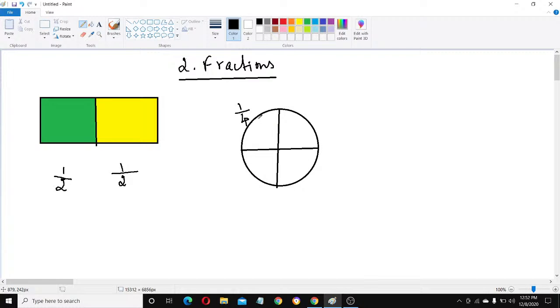So here you see the circle is divided into 4 equal parts. Here this rectangle is divided into 2 equal parts. So how do we write in fraction form? Green color part 1 by 2, yellow color part also 1 by 2. Here the circle is divided into 4 equal parts. So how do we write this? Each part in fraction 1 by 4. Out of 4, 1 equal part. Each part is 1 by 4.